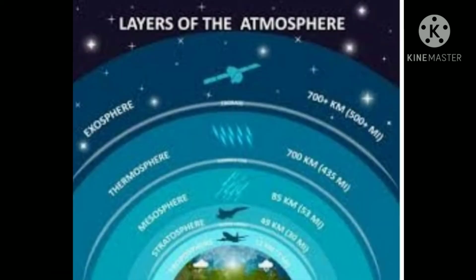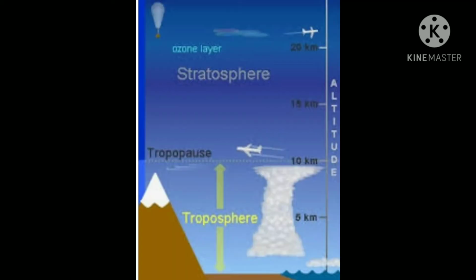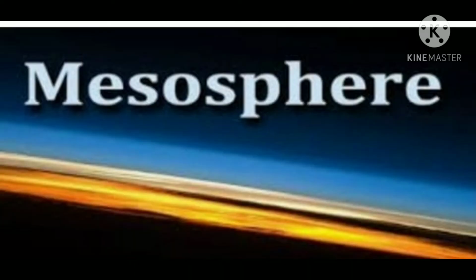This layer is ideal for flying jet aircraft because the lower layer of the stratosphere has virtual absence of water vapor and has constant temperature conditions. The temperature rises from minus 60 degrees Celsius at the base of the stratosphere to 0 degrees Celsius at the stratopause. The upper limit of the stratosphere is known as stratopause.